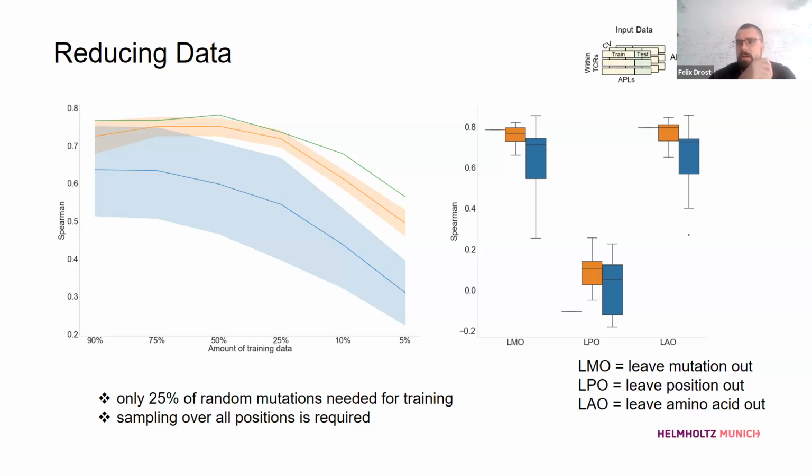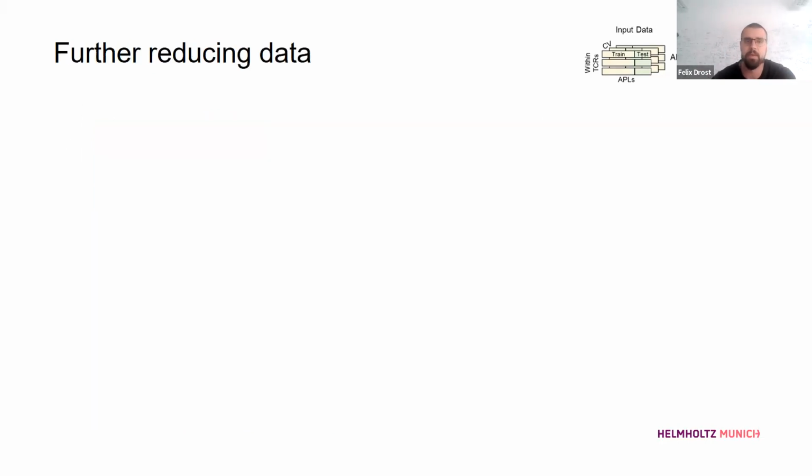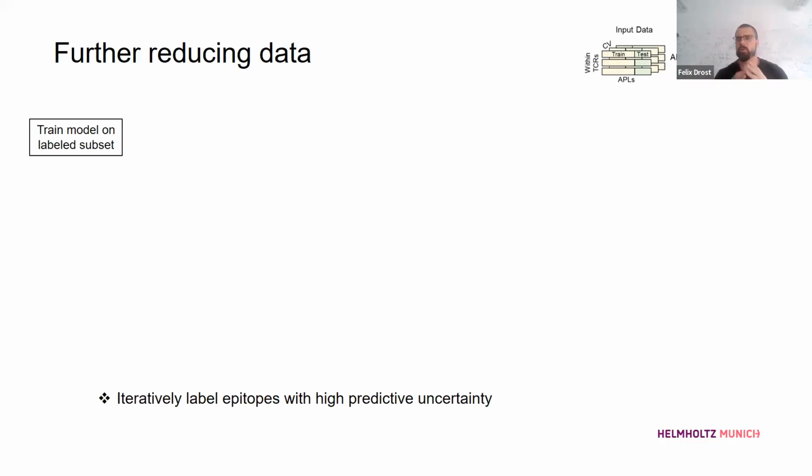So here we saw we can reduce the amount of data to 25%. The question is, can we go even further? We tried this by employing active learning. That is, we start with a small subset of labeled epitopes and train our model on this small subset. And we use the class probability of these random forests to estimate the uncertainty of all the other unlabeled epitopes.